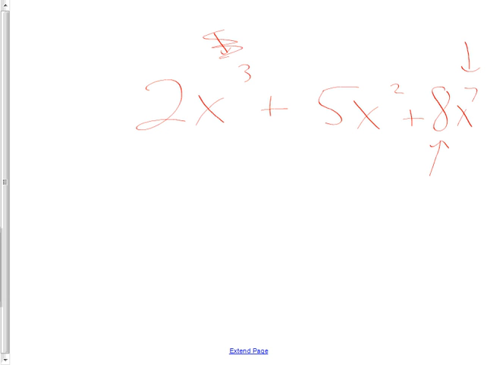Okay, so up until I put that down, on this one the degree would have been 3 and the lead coefficient would have been 2. But as soon as I add on something else like 8x to the 7th, all of a sudden my degree is 7, and 8 is my lead coefficient. Okay, after that little add-on, I'm really done.